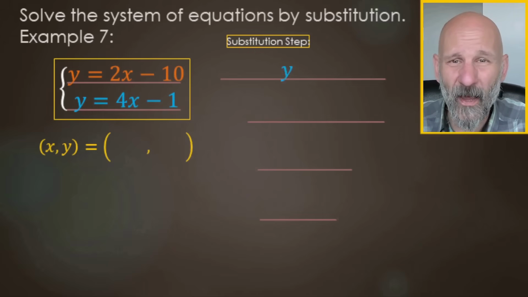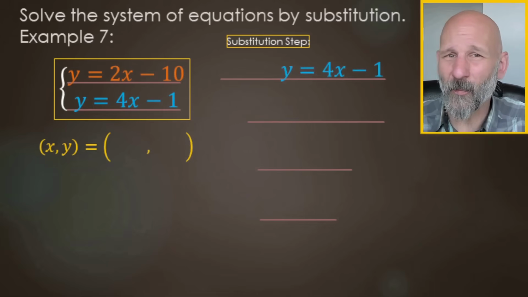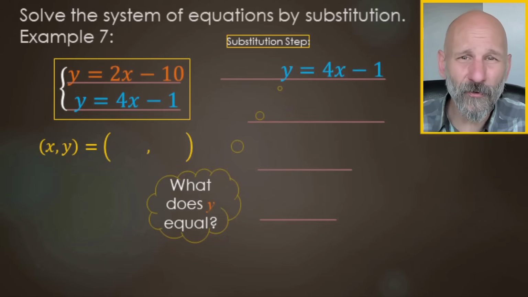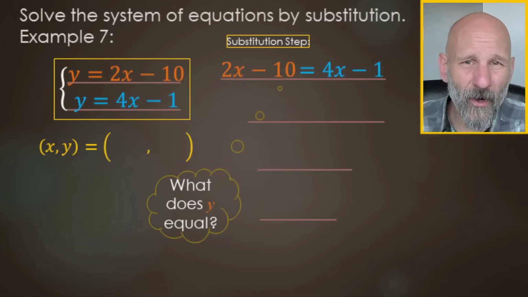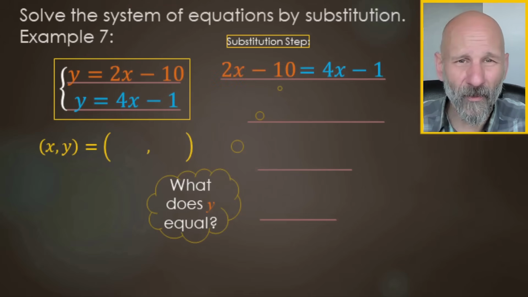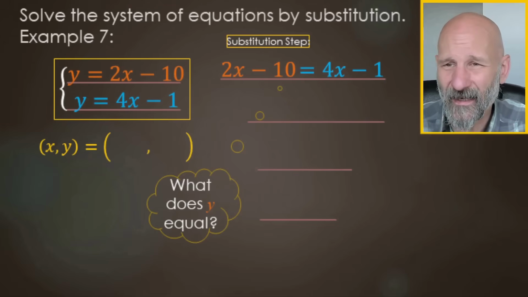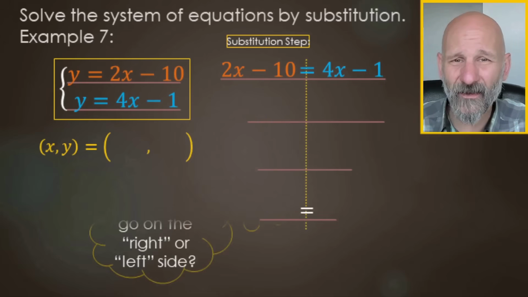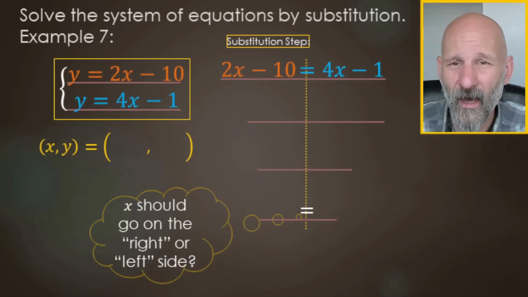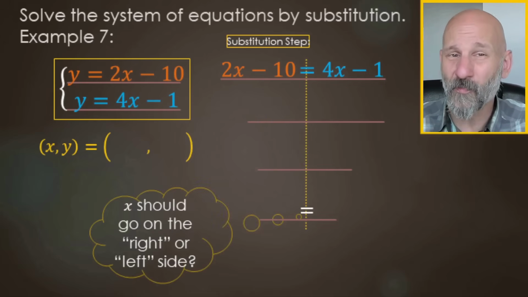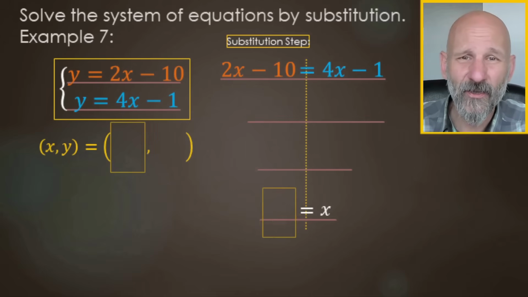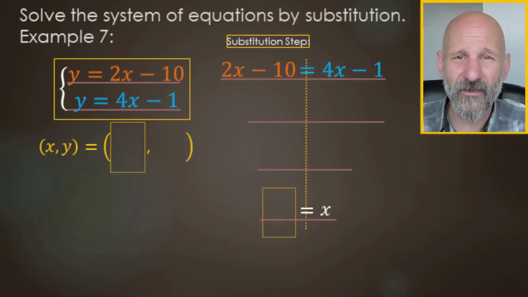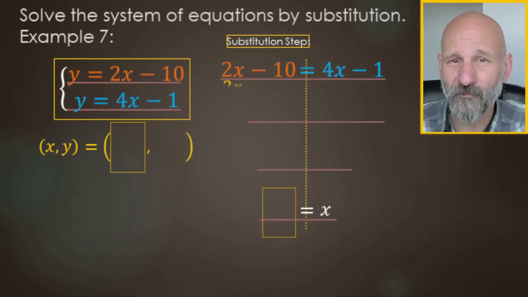So the substitution step, we're going to take either equation and replace the y with what it's equal to. So you can start with the red one, replace the y from the blue one, or vice versa. Either way, we're going to end up with 2x minus 10 equals 4x minus 1, or vice versa. We do want x's on one side or the other. It does look like there's more x's on the right side, so that's where we're going to want our x's, there on the right side.